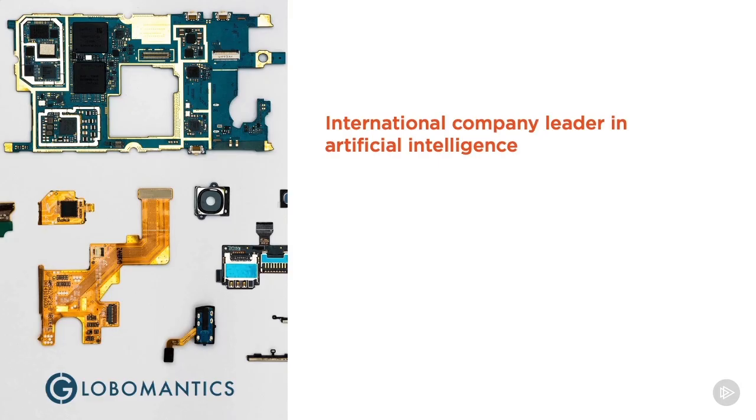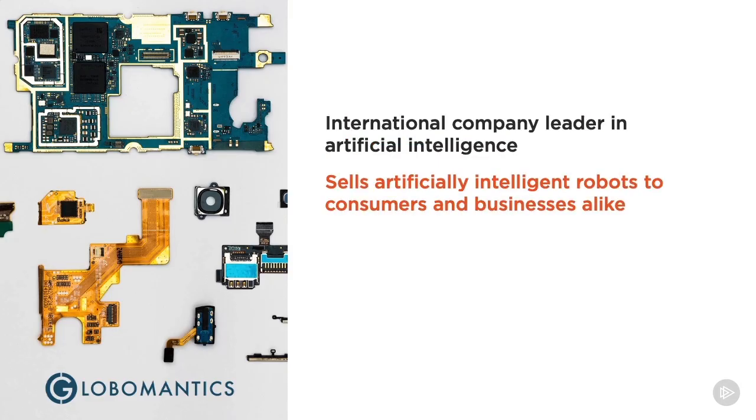Globomantics is an international leader in artificial intelligence and robotics. They sell robots powered by their proprietary AI technology to both consumers and businesses. Their flagship consumer product is the Butler, a robot capable of reading your mind and providing you with everything you need. Their business line's equivalent is the Artificial Productivity Bot, an intelligent drone with legs that can both fly and walk, which patrols and detects any unproductive employee in or out of the office and reports them to their manager.